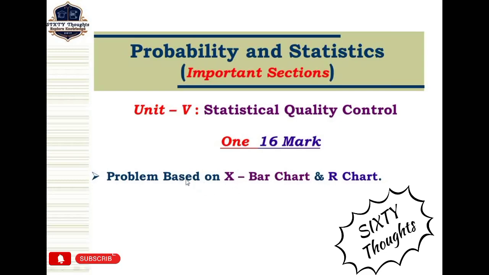So if you prepare these 7 sections, compulsorily you will get 72 marks, and also you will get 2 marks more. So what is our target? An easy way to score at least 72 marks in probability and statistics. I hope you are enjoying the session.